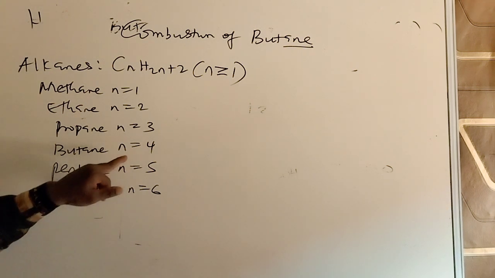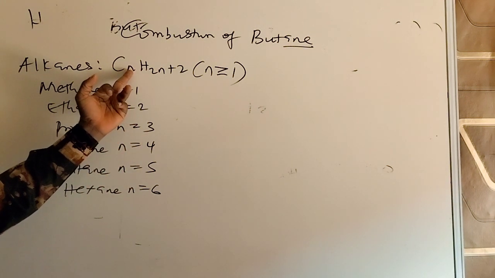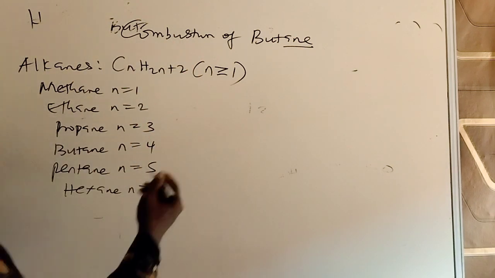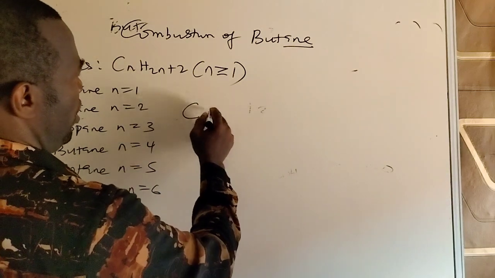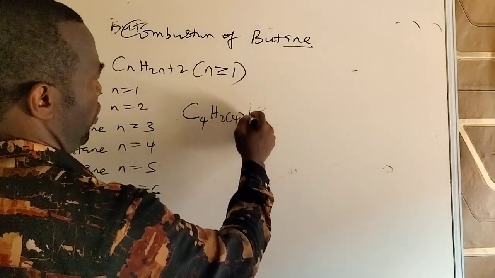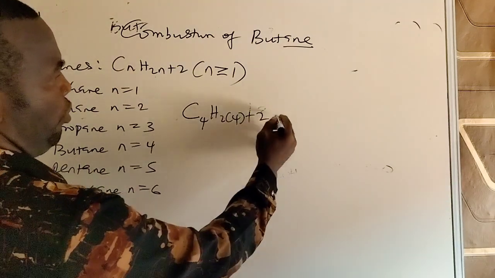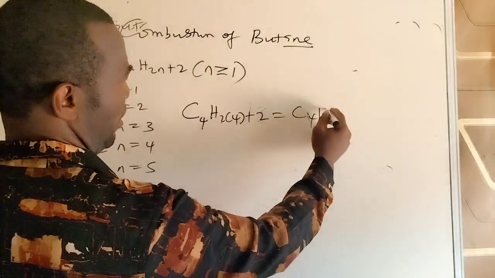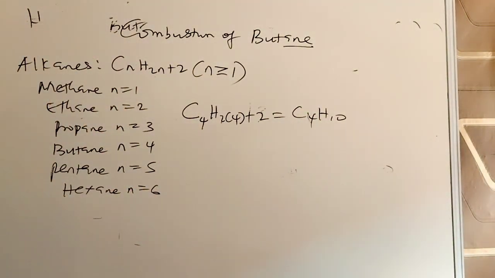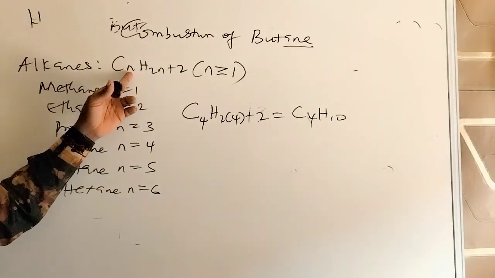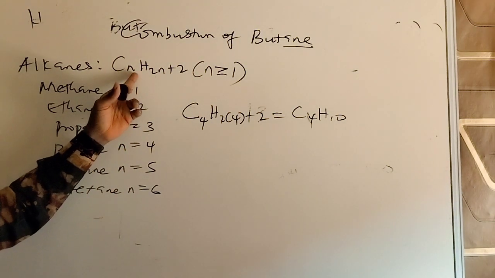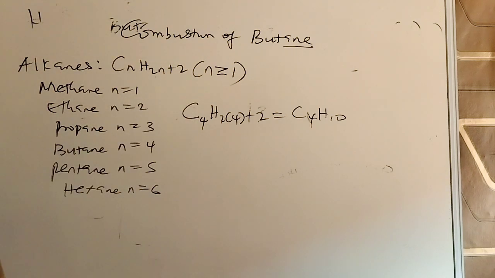So if I want to get the formula of butane now, I'm going to put 4 here. Since the compound is butane, n is 4. I have C, replace n with 4. H2 times 4 plus 2. Replacing n with 4, that will give you C4. Then this is 8 plus 2, giving us 10. This is butane. You see? Likewise, if I want to get ethane, you put n as 2. You're going to get C2H6. You want to get pentane, you put n as 5. You're going to get C5H12. And so on. That is for alkane nomenclature.